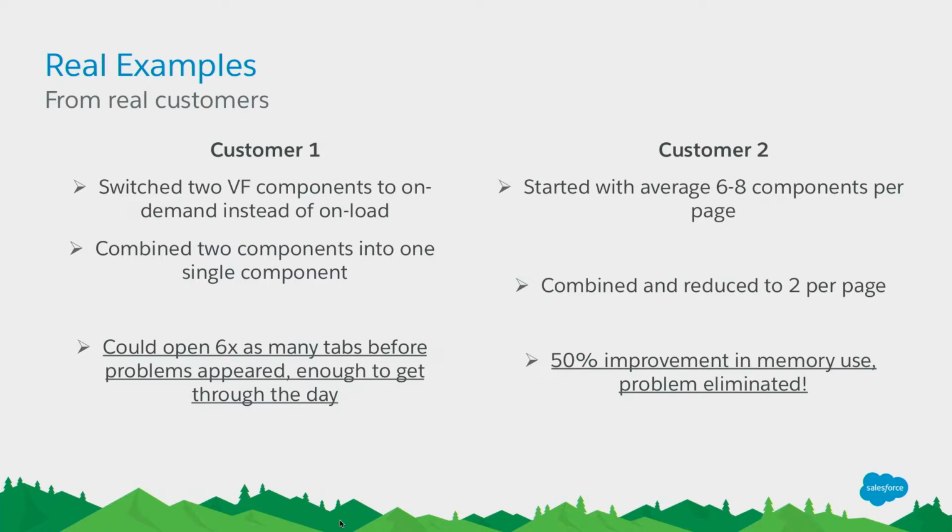And the second customer, they're opening 6 to 8 components for every page. So whenever they would open an account or a contact, they had 6 to 8 extra iframes being rendered for the Visualforce pages. They were able to combine these to 2 components on a page. They saw a 50% improvement in memory use, and the problem was completely eliminated. So these are very simple tips you can take to your own console. It doesn't degrade the user experience, but if you are seeing some kind of sluggishness or slowness in performance, it can often be attributed to the memory consumption of the iframes that they have.